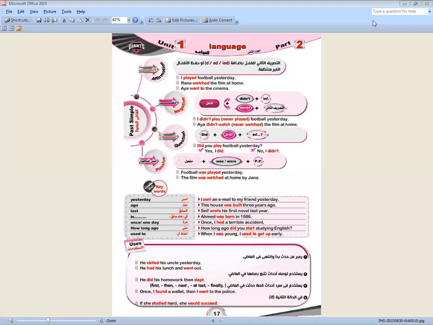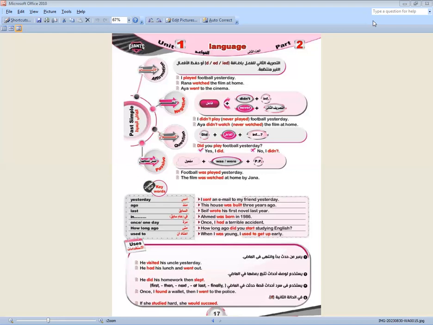The usages of the past simple. Number one, you can use the past simple to express an action started in the past and also finished in the past. Like, he visited his uncle yesterday. He had his lunch and went out.